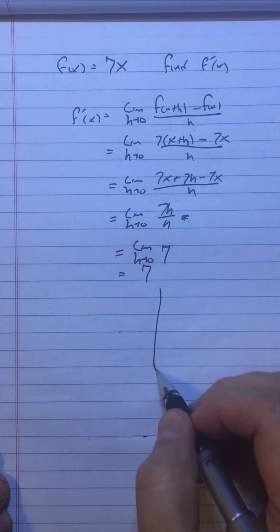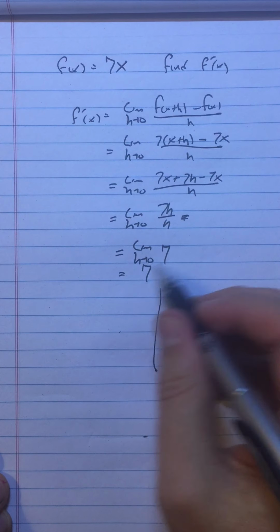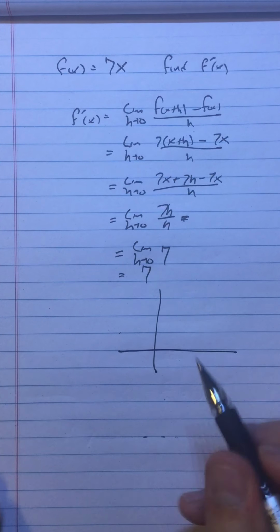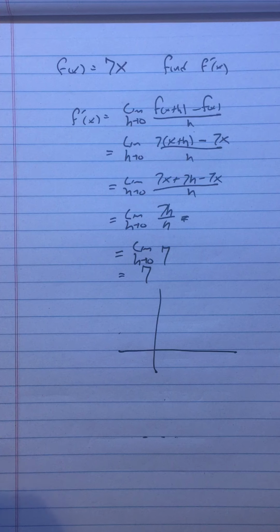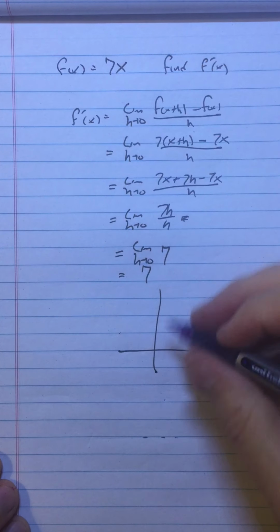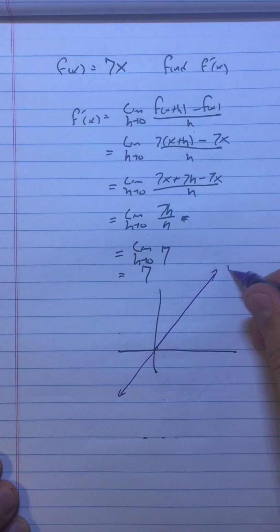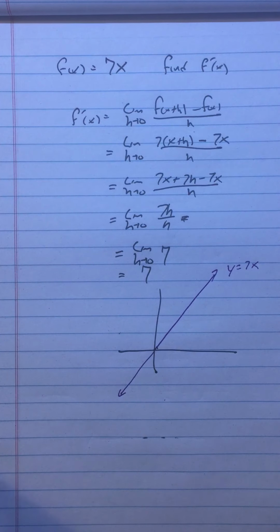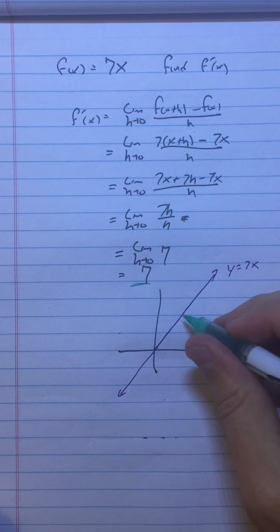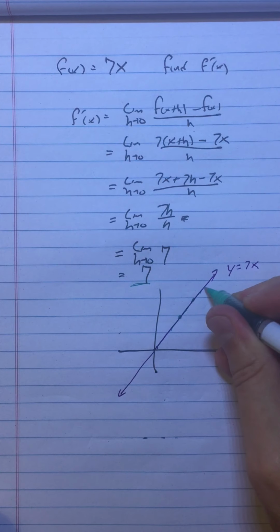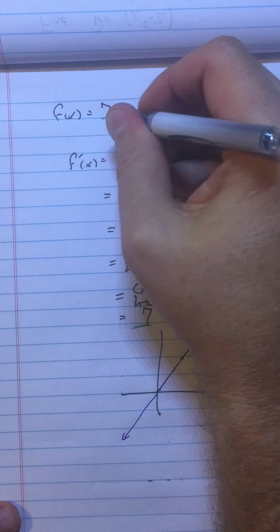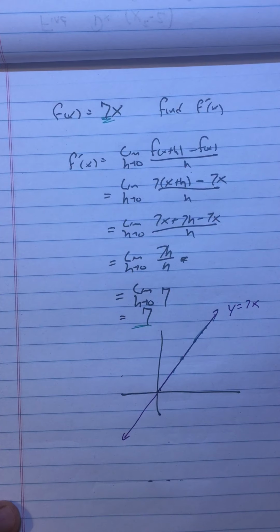Now remember, normally the derivative is a function of x. In the last two cases it wasn't. What it's telling us is that the rate of change of the function is always the same. What does this graph look like? It's a slope of 7. So here's y equals 7x. What is the slope of the line at any point? The slope is always 7. We already knew the slope was 7 because of y equals mx plus b.